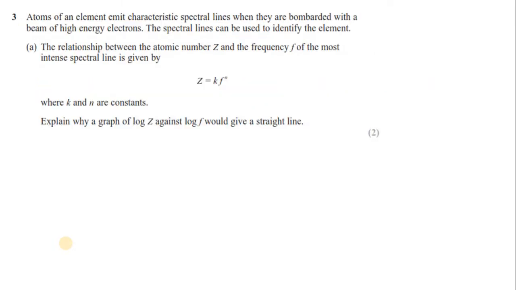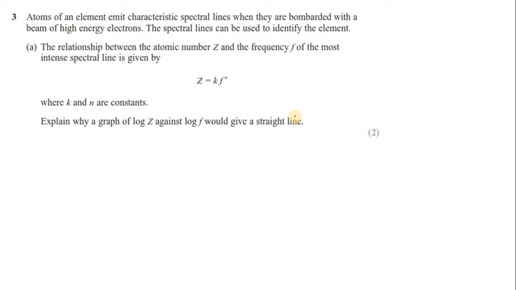Question number 3. Atoms of an element emit characteristic spectral lines when they are bombarded with a beam of high energy electrons. The spectral lines can be used to identify the element. The relationship between the atomic number Z and frequency f of the most intense spectral line is given by Z is equal to k f to the power n, where k and n are constants. Explain why the graph of log of Z and log of f would give a straight line. Again, a most typical question.